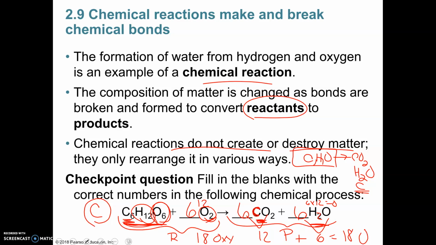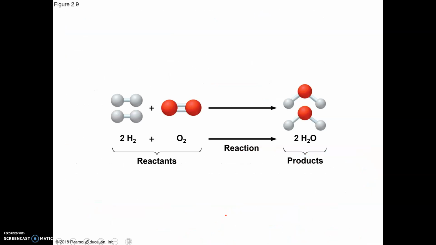So, again, chemical reactions, what should you know? Matter's not created or destroyed. It just gets rearranged. The reactants are the things that are on the left side of the arrow. They're the things that go into the chemical reaction. And then on the right side of the arrow are your products. And here's just another picture of the same thing.